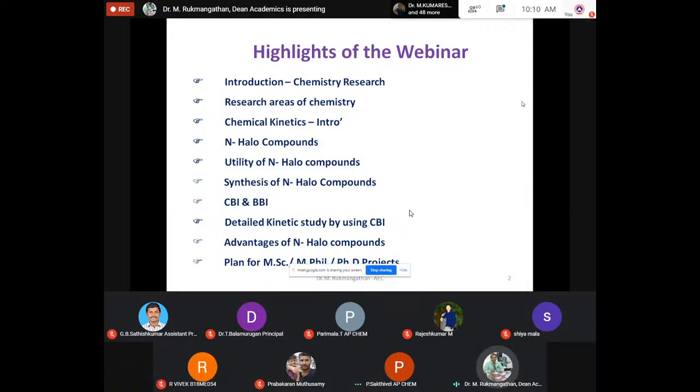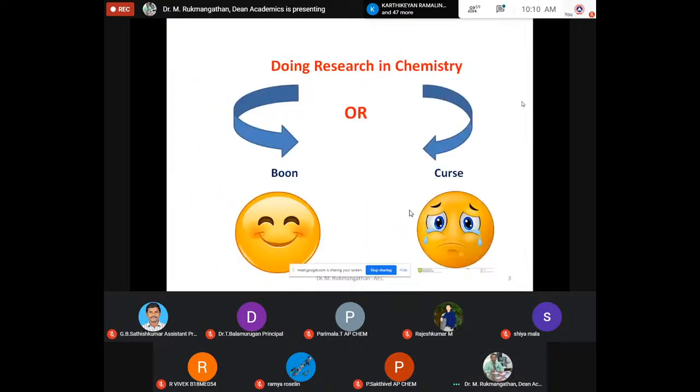Then our synthetic compounds, 1-chlorobenzimidazole and 1-bromobenzimidazole. How these two compounds were synthesized by us, and what kinetics works have been carried out using our compound 1-chlorobenzimidazole? Then finally, the advantages of carrying out research projects and research works by using N-halo compounds. And finally, a small idea will be given for MSc, MPhil and PhD research scholars to choose N-halo compounds for their research works. Before that, I'd like to start the session.